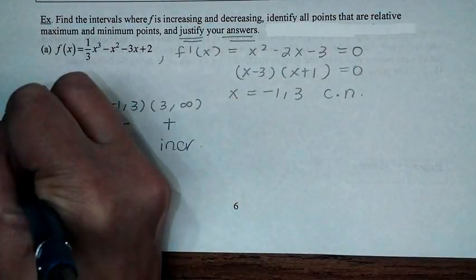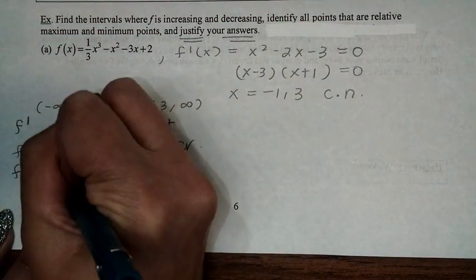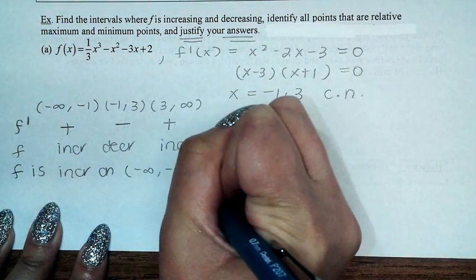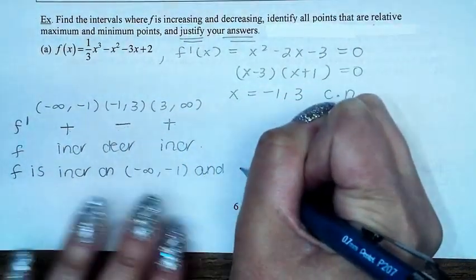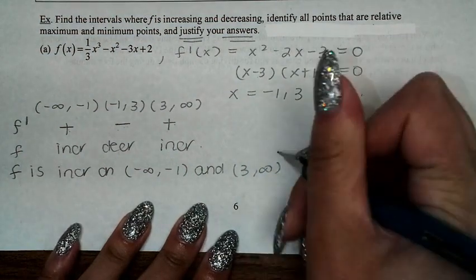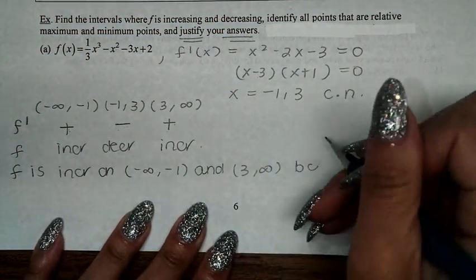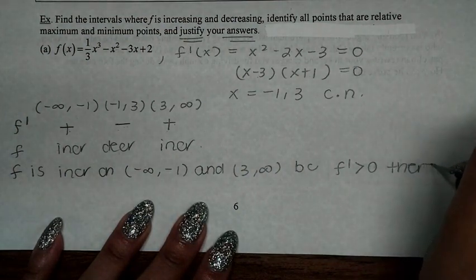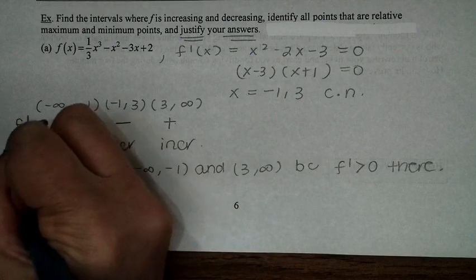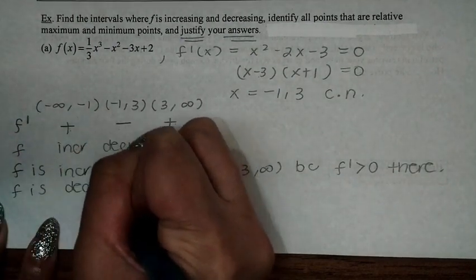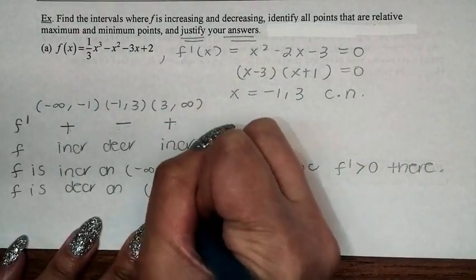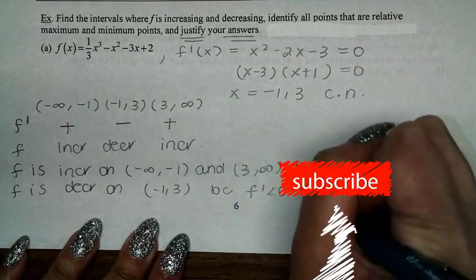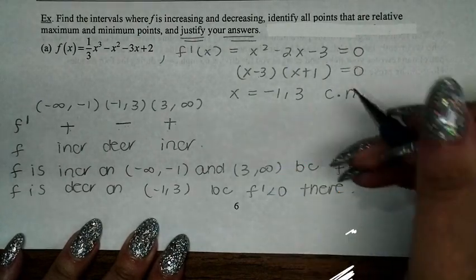We have that f is, let's start with increasing, on the interval negative infinity to negative 1, and the interval 3 to infinity. Why? Because what's going on there? Okay, f prime is greater than 0 there. Similarly, what we have is that f is going to be decreasing on the interval negative 1, 3, because f prime is less than 0 there. Okay, now we're done with this too.